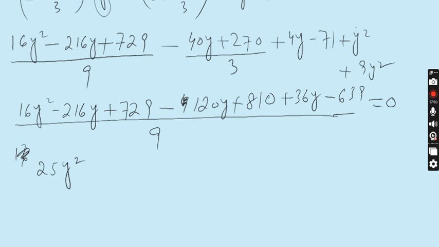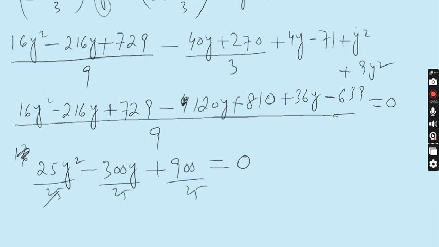Minus 216y minus 120y plus 36y, it is minus 300y, and 729 plus 810 minus 639, it is plus 900, and this 9 of the denominator must be multiplied by 0, so it is 9 into 0, 0. Now if we divide the whole equation by 25, it is y square minus 12y plus 36 is equal to 0.